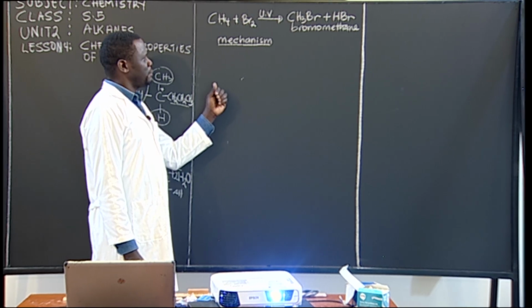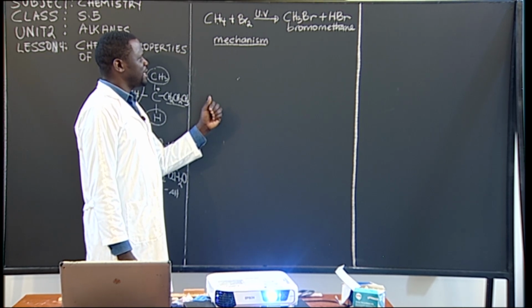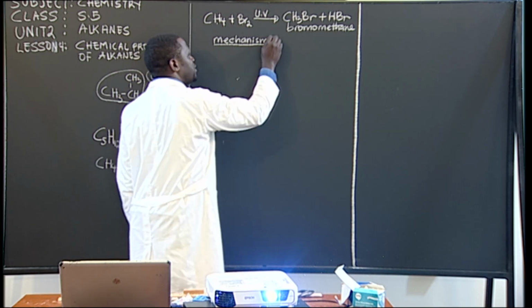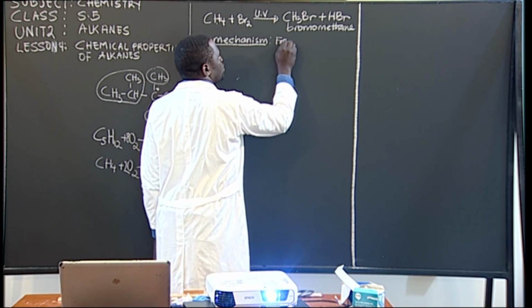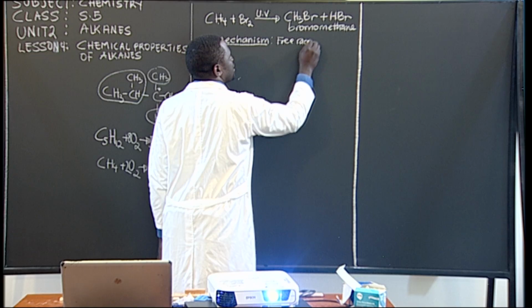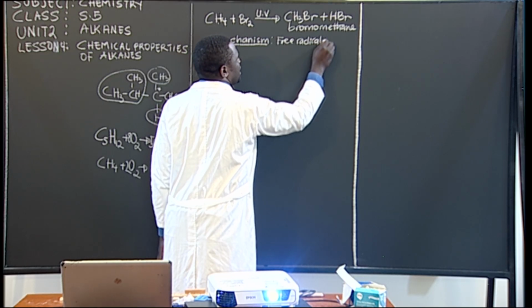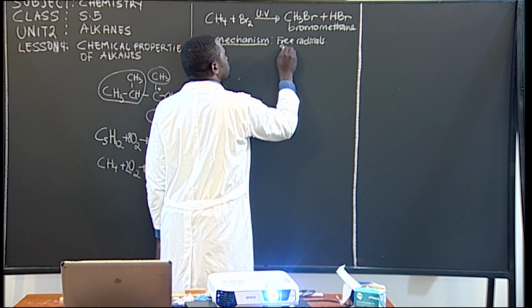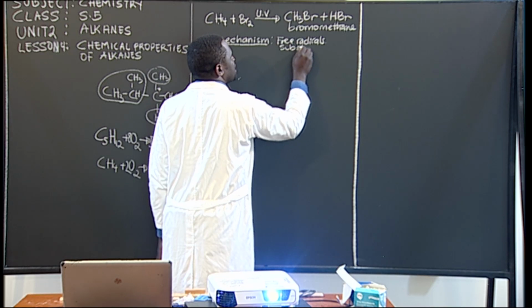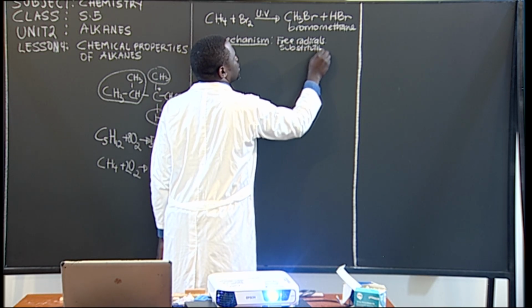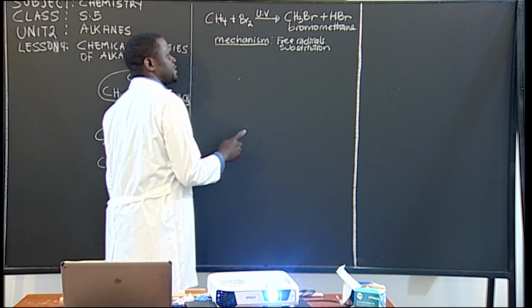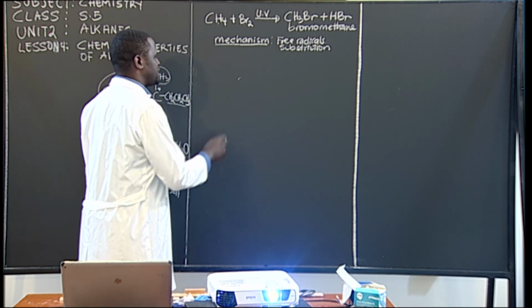So we are going to show the mechanism, and we have already named the mechanism. So in the mechanism, we have two things. We have formation of free what? Radicals. And then the type of our reaction involves substitution. So our first mechanism in organic chemistry has 3 steps.